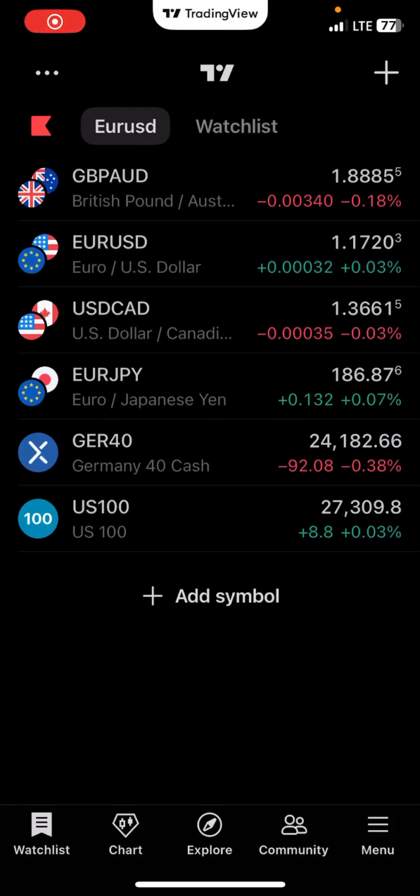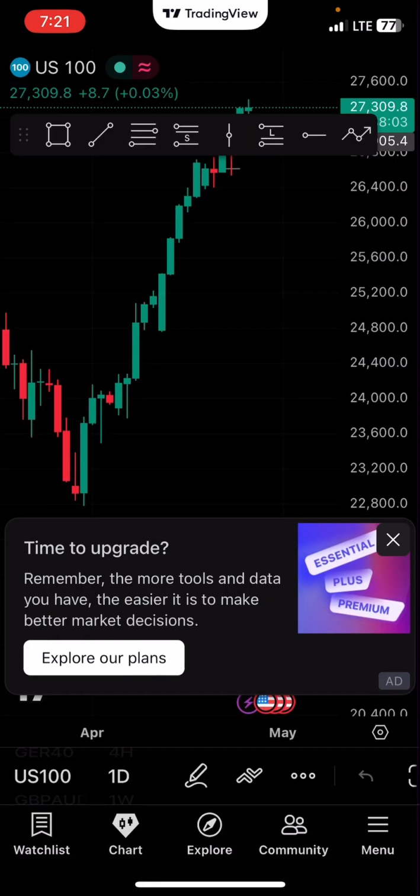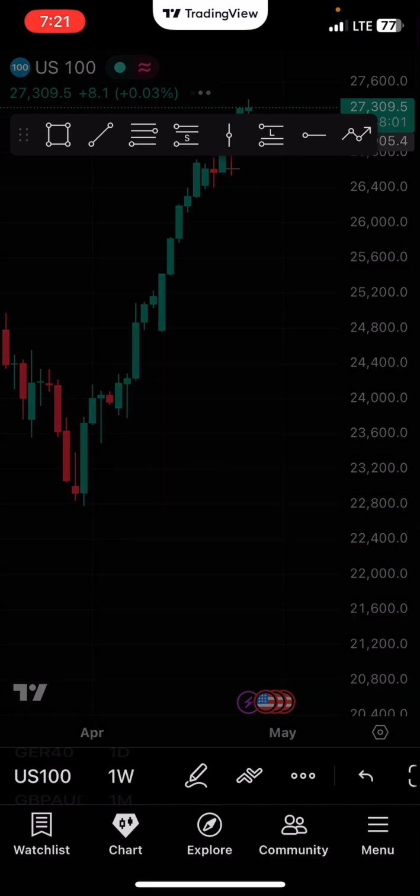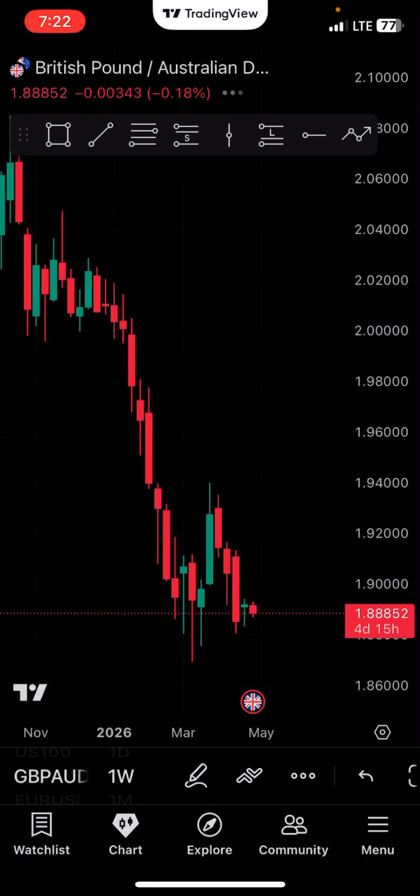Going to cover the buyers for this week. So these are the pairs that I trade. So let's look at them one after the other, and then we'll draw our buyers. Okay, let's start with GBP AUD.